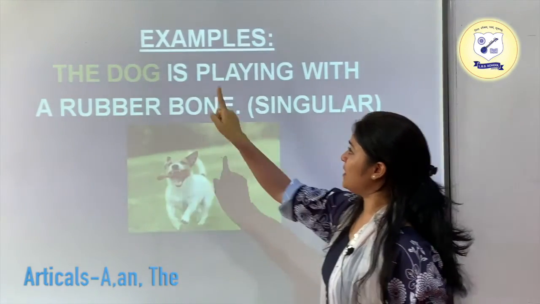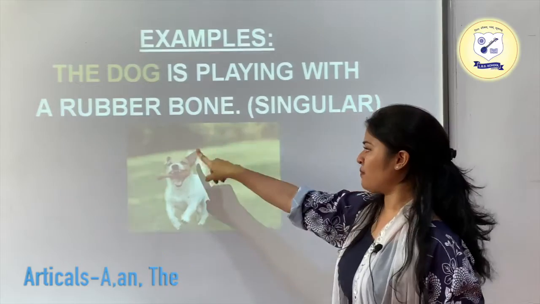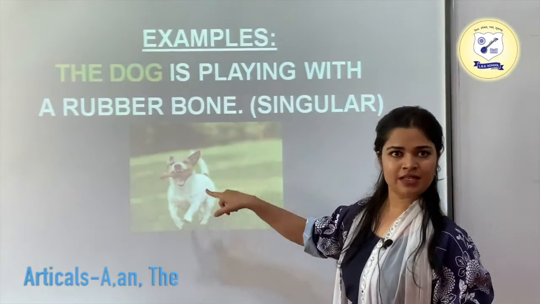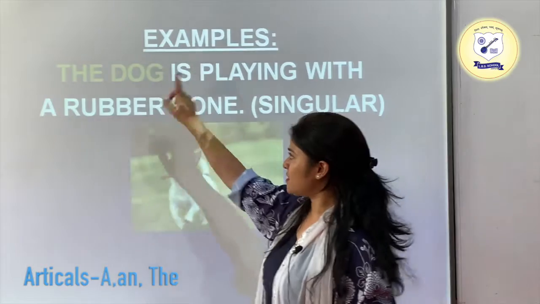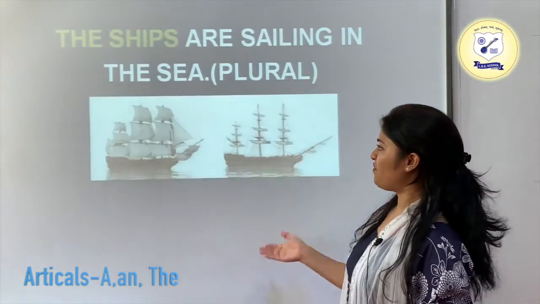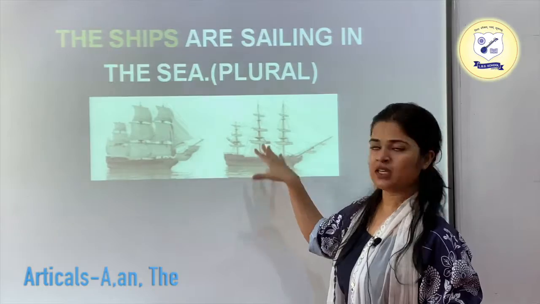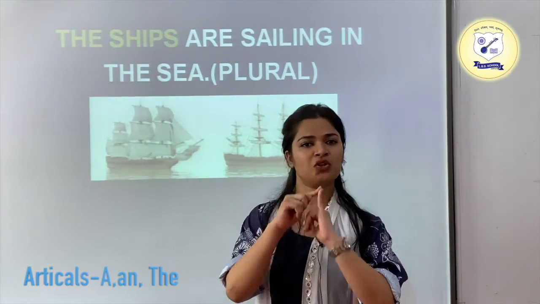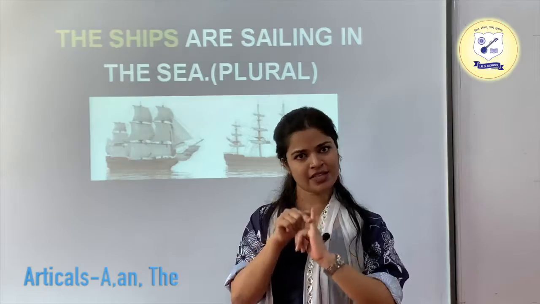This is an example: the dog is playing with a rubber ball. This is the picture of a dog who is playing with a rubber ball. It is singular, but even after that we are using the. Similarly, there are two ships, and even after that we are using the. So from here we get to know that we can use the with plural or singular as well.